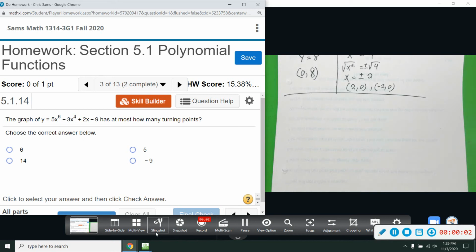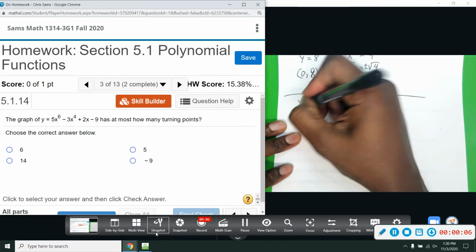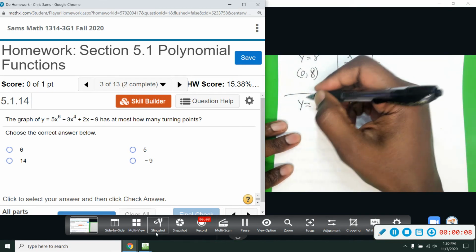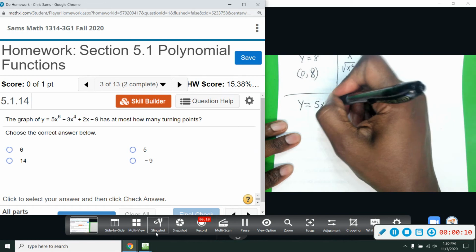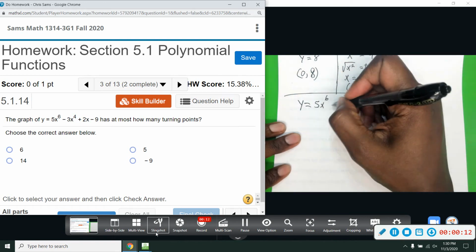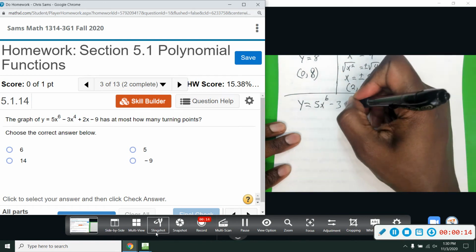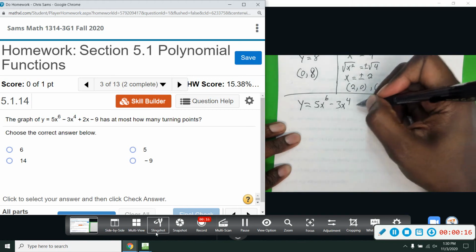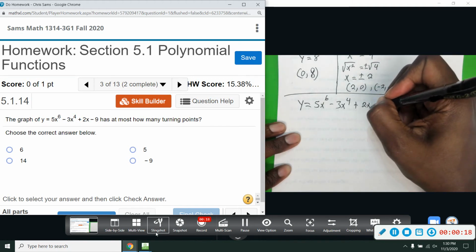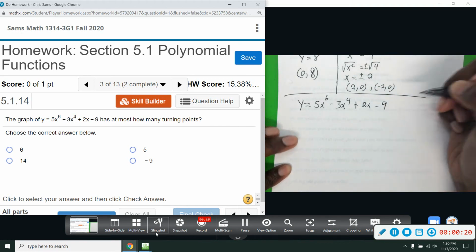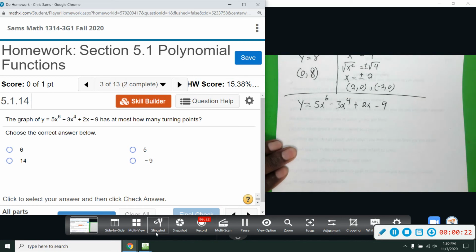All right, number 3. We're given the equation y equals 5x to the 6th minus 3x to the 4th plus 2x minus 9. And we want to know how many turning points at most this will have.